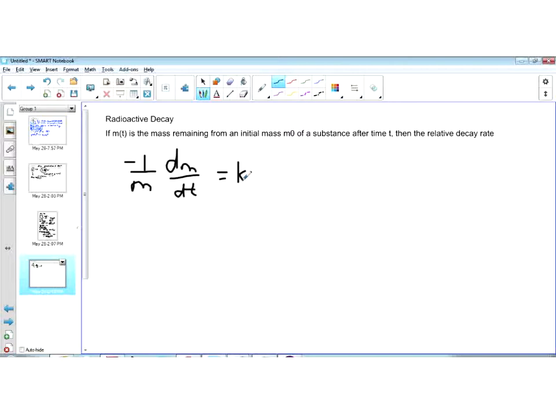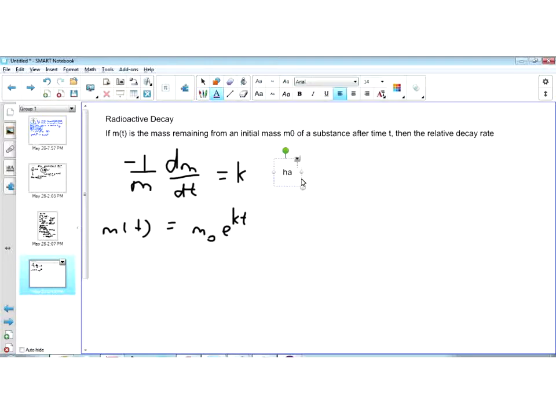Okay, so very similar to population growth, but this is quantity, this is radioactive decay. So solving this differential equation using the theorem, we have the mass at time t is equal to the initial mass times e to the kt. Okay, and k is less than 0 in this case. So then we have what's called the half-life.